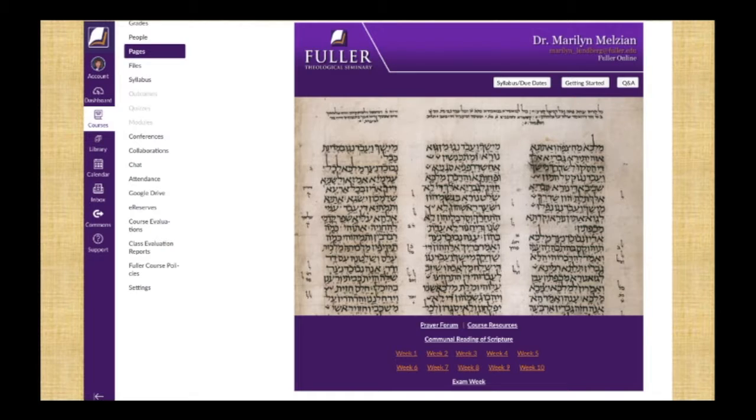I call your attention to the image that I use. This actually is a passage from the book of Daniel, from the Leningrad Codex, and we will actually be looking at a couple pages of that during the course of the quarter, so you can see what the Bible was like when it was written, when it was copied about 1,000 years ago.